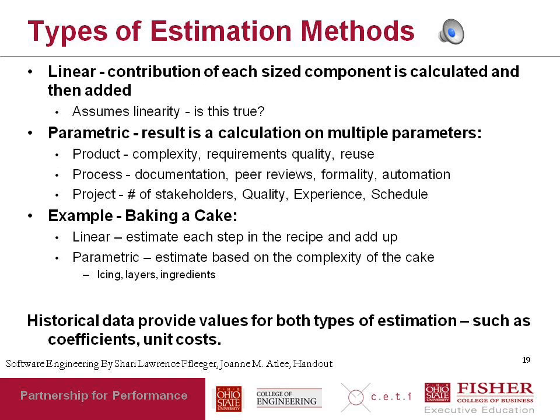So we talked about estimating in a variety of ways, and there are basically two basic types of estimation, linear and parametric. So linear estimation simply means break the problem or the solution up into parts, estimate each part, and then add them all up. So for example, a linear estimation for a project might simply take each use case, estimate the amount of time needed for each use case, and just add them all up and say, here's my estimate for the whole project.